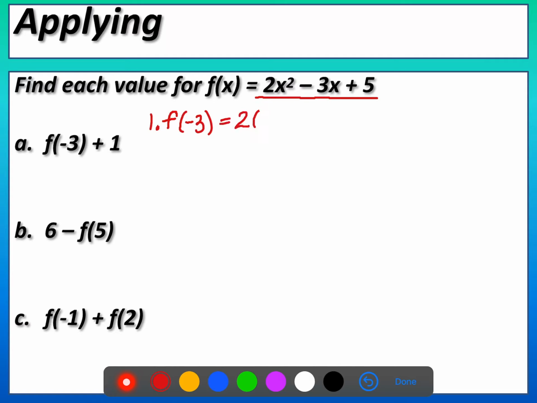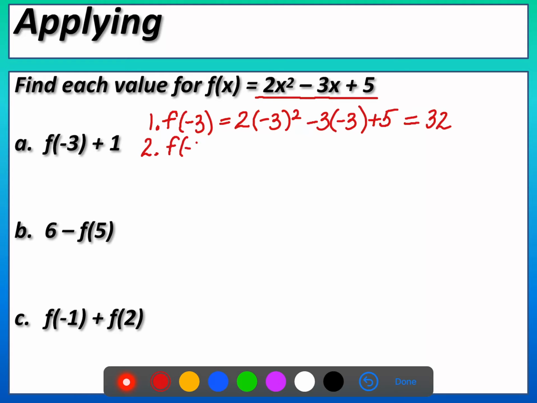Okay, so we're going to plug -3 into our function anywhere that we see an x. And we want to make sure that we use parentheses, okay, especially when our value is negative, so that we get the correct signs. Okay, so when I evaluate this, okay, I have 32.